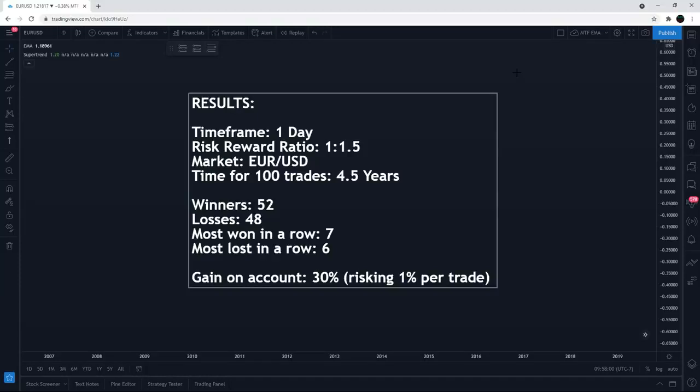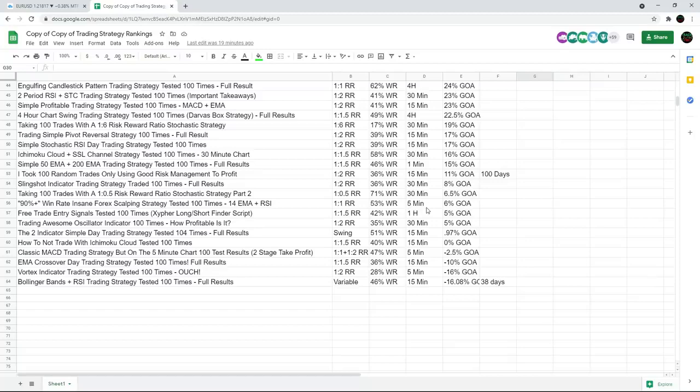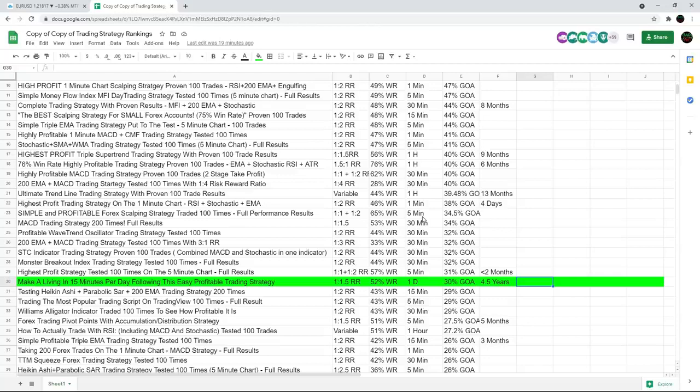Now I'm going to pop it up on the spreadsheet and we can see how it compares to other things. Here it is on the spreadsheet, falling at spot number 30 out of 64 strategies tested on the channel so far. So doing pretty well, especially considering how simple this strategy is. Comparing it to some of the top performing strategies that use hidden divergence or regular divergence, where it gets a little bit subjective, this one still does pretty good considering how it's completely objective.